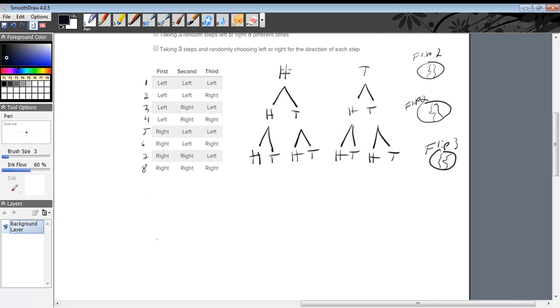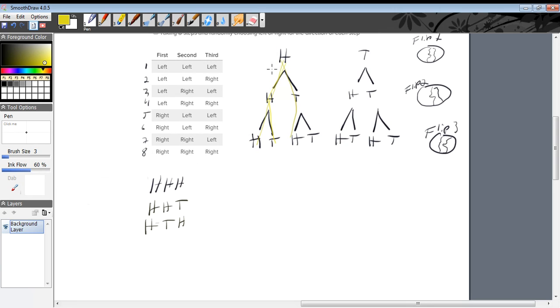So now how many total options do I have? Well, I could have heads, heads, heads. That's this branch right here. Heads, heads, heads. I could have heads, heads, tails, which is this branch right here. Heads, heads, tails. I could have heads, tails, heads, heads, tails, heads.